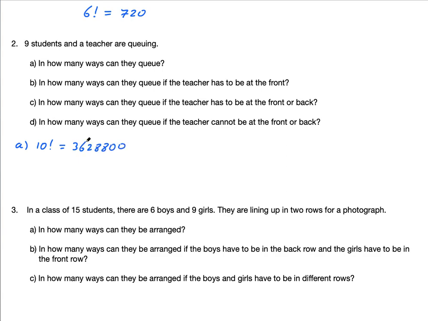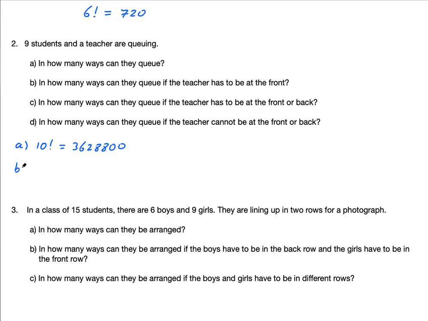3628800. That is more than 3.5 million, which I said. So that's how many ways. If you only have 10 people, that's how many different arrangements you can make in a queue. That's incredible.